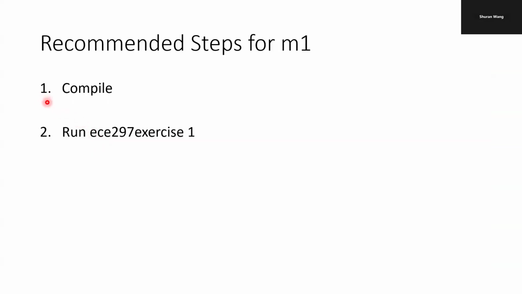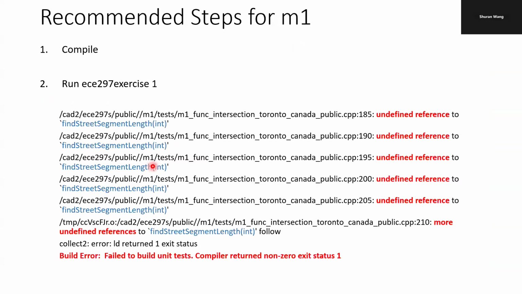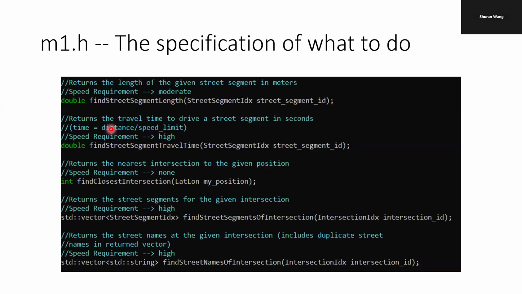So without any modifications to your code, first compile your code and run ECE297 exercise 1. Because there are no modifications, you'll likely get something like this. You'll get a build error in ECE297 exercise 1 saying failed to build unit tests. And the errors are undefined reference to some functions. These functions are defined in m1.h.